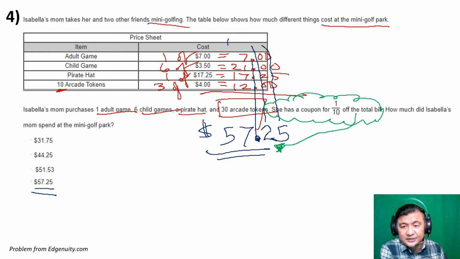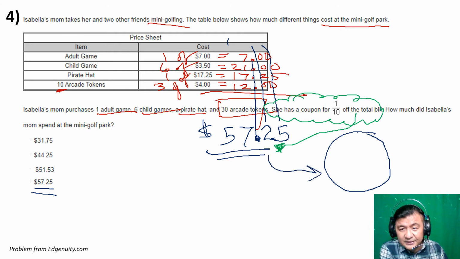Now look at this chart. Look at this pie chart. If this is the 57.25, that's the whole thing. Okay. He's not paying 1/10 of this. 1/10, you don't need to pay it. That's your discount. You're going to save that amount.